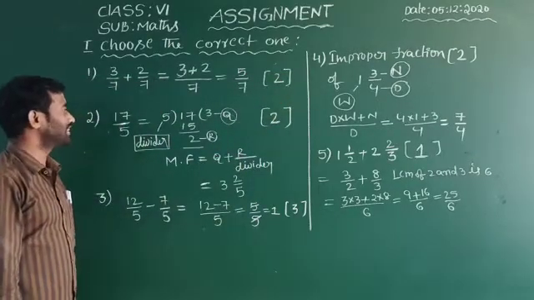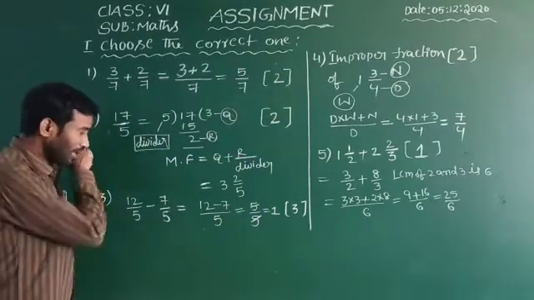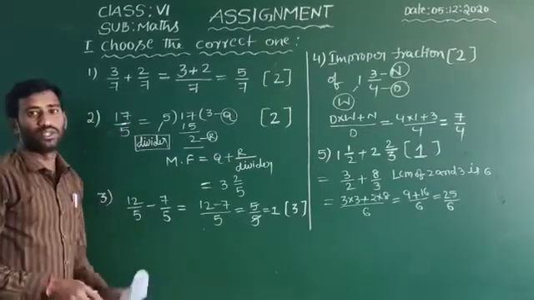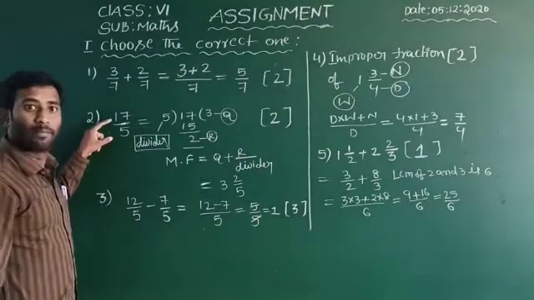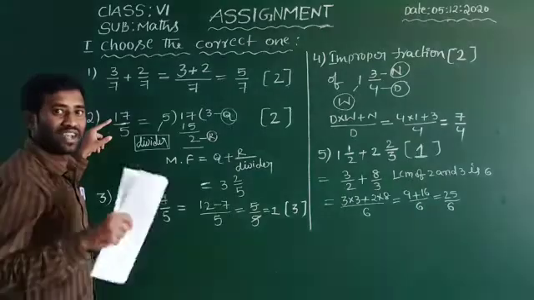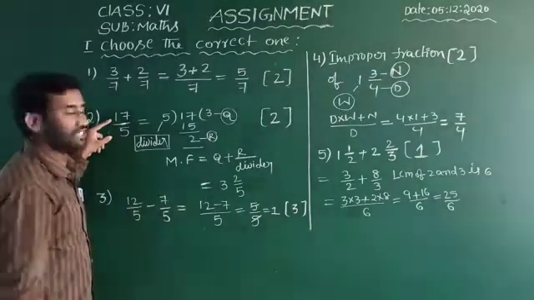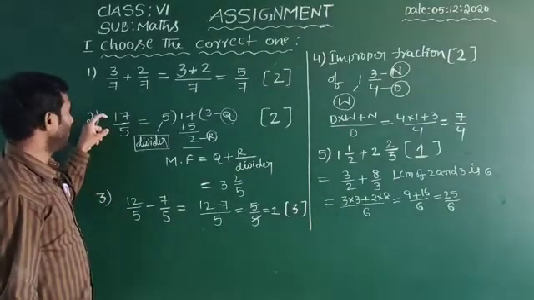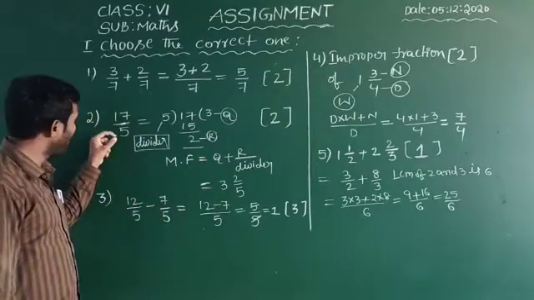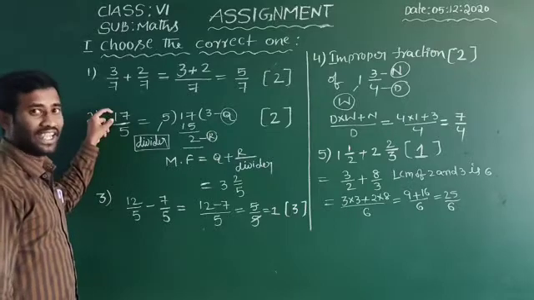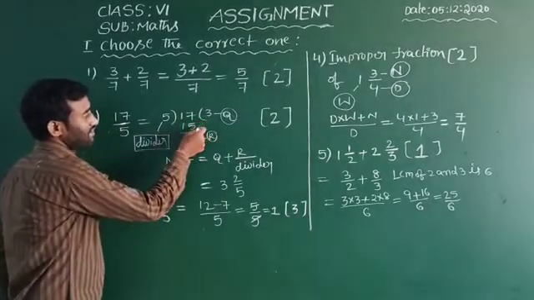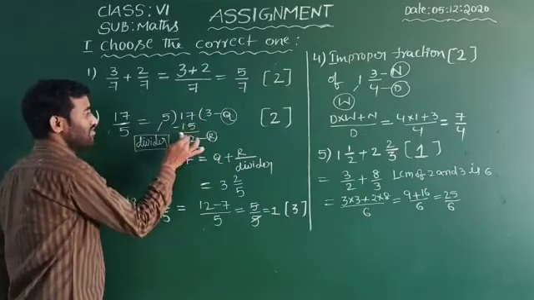The second question is the mixed fraction form of 17 by 5. Here 17 by 5 is an improper fraction. We have two conversions, improper to mixed fraction and mixed to improper fraction. Here the question gives an improper fraction to convert to mixed fraction. 17 by 5 means 5 is dividing 17. So 5 threes are 15, 17 minus 15 is 2.